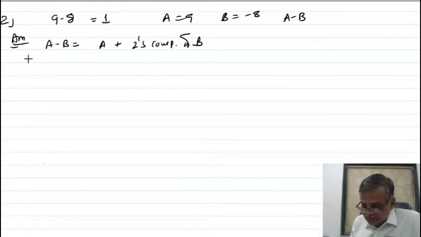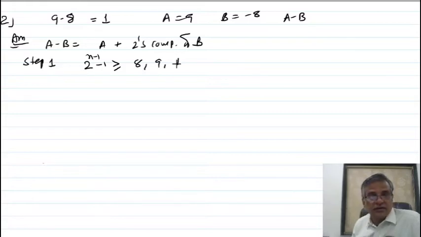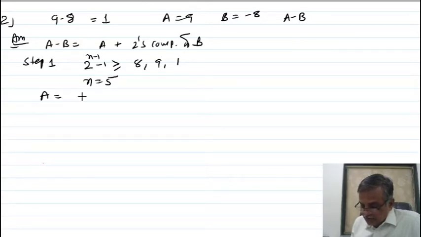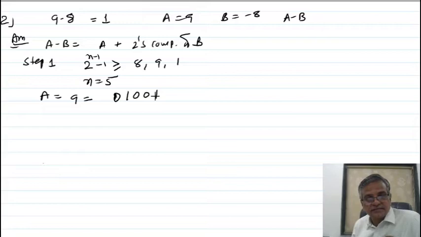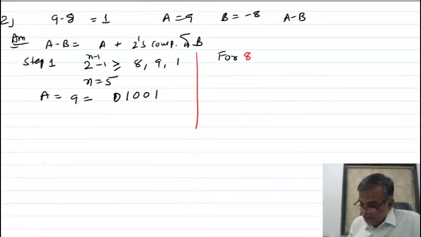Step 1: I have to find the number of bits to use for representation of A and B. From this I can find n is 5. What is A? A is nothing but 9, so in 5 bits I should write it like this. Now for B, for 8 I can write 0 1 0 0 0.